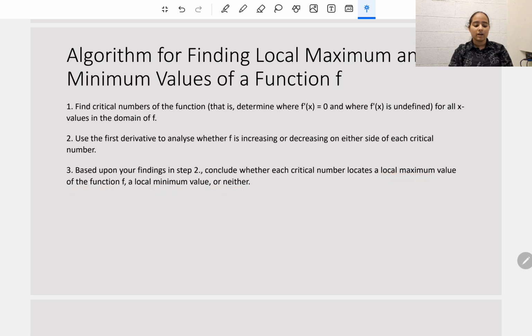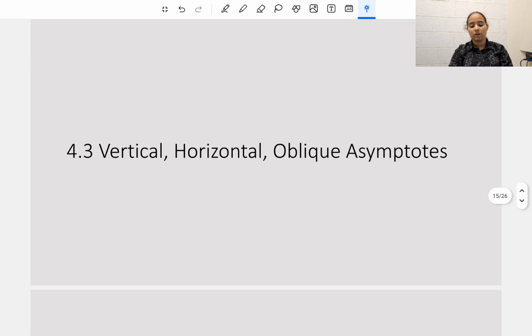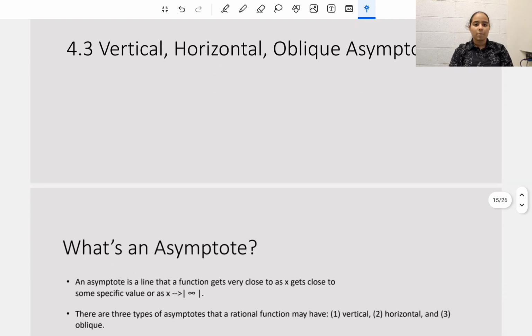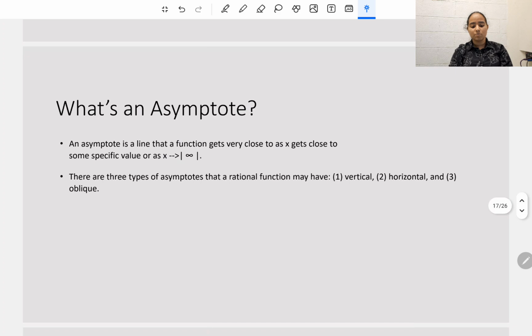Lastly, let's look at the last section of this video: vertical, horizontal, and oblique asymptotes. What is an asymptote? An asymptote is a line that a function gets very close to but never touches. There are 3 types of asymptotes that a rational function might have: vertical asymptote, horizontal asymptote, and oblique asymptote.